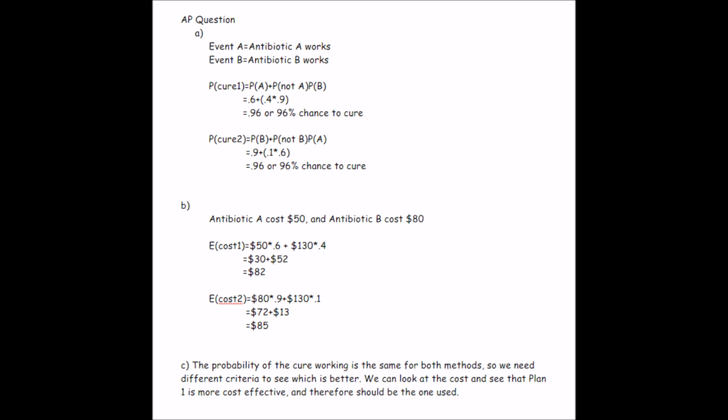Then for cure number 2, you do basically the same thing, but switch around the probabilities. So you do probability of B plus the probability of things that aren't B times the probability of A. So you get 0.9 plus 0.1 times 0.6, and that also equals 0.96. They are the same probability.